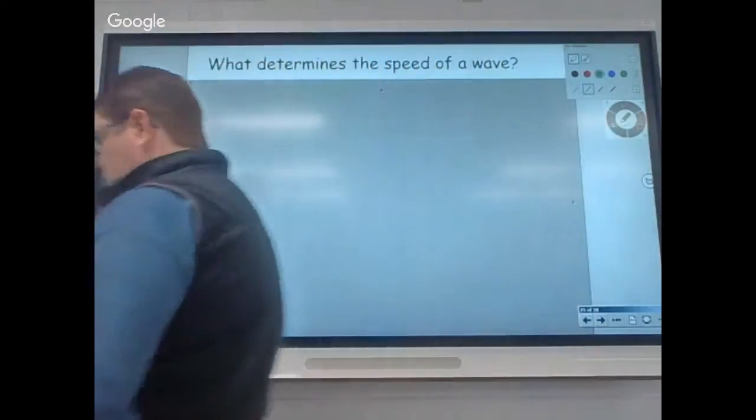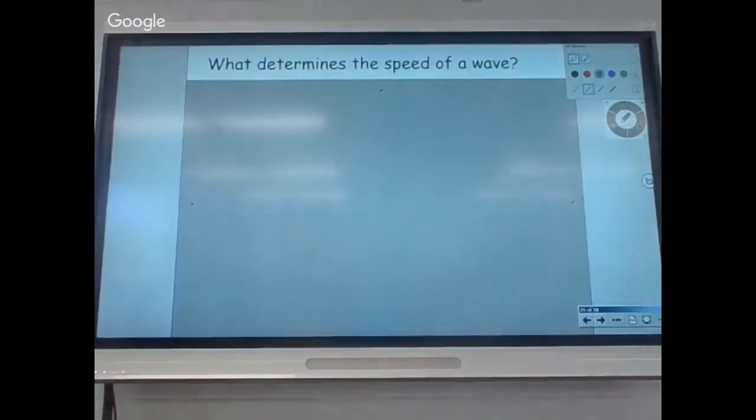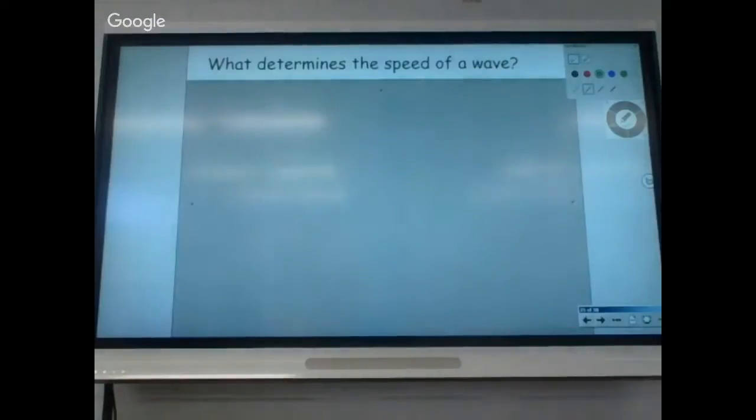All right. We're going to talk about mediums and EMR today, and then you're going to work on a scavenger hunt for the lab tomorrow. So, what determines the speed of the wave? Oh, and I'm picking the groups tomorrow, by the way, just so you know, because they're larger groups.